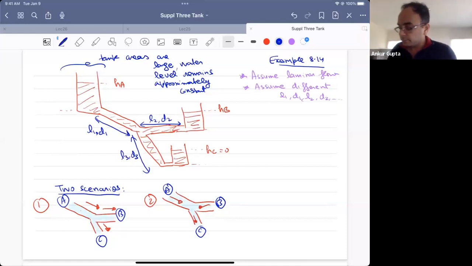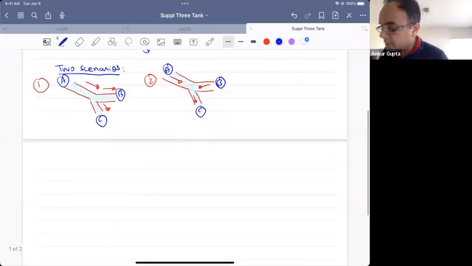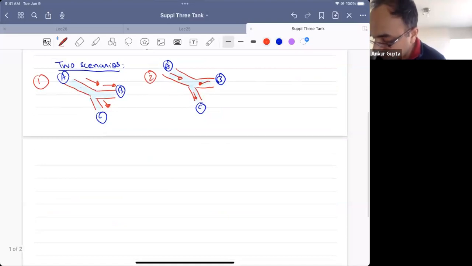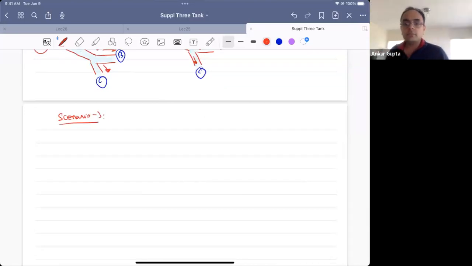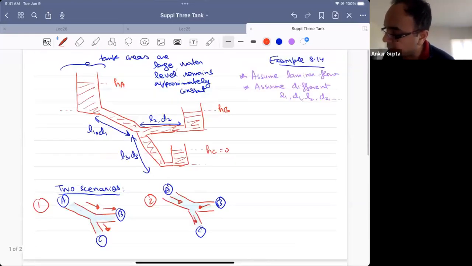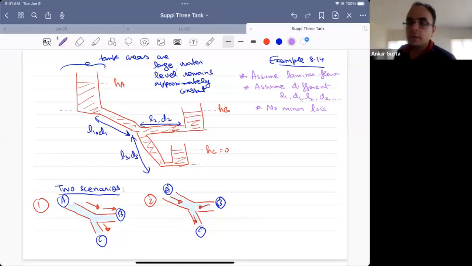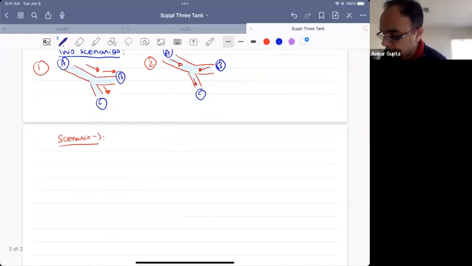So what do we want to do? In scenario 1, we will be using the modified Bernoulli's equation 2 times. And yes, there are no minor losses. This is the same assumption as in the book. There is no bend loss and so on; we can ignore that. The only loss is the major loss through the pipes. With that, scenario 1 is what we focus on first.